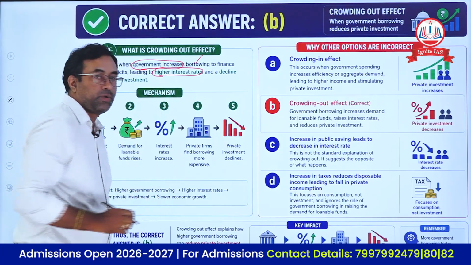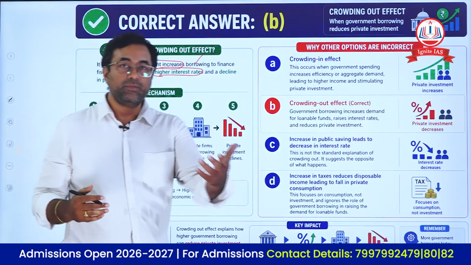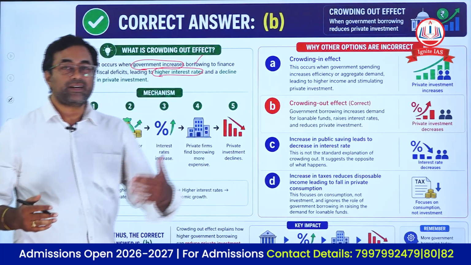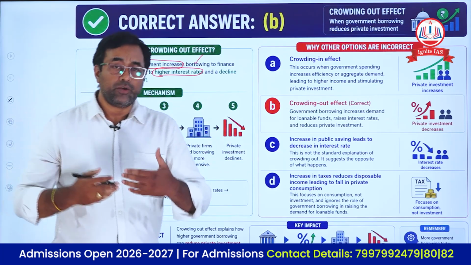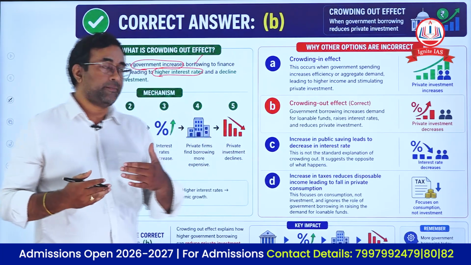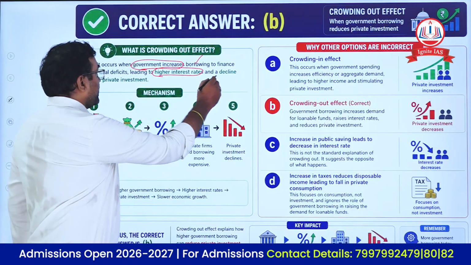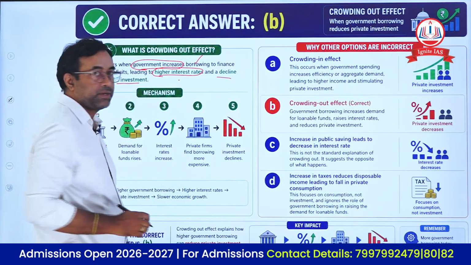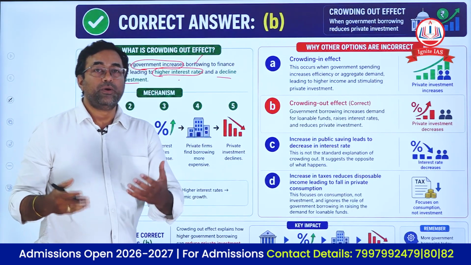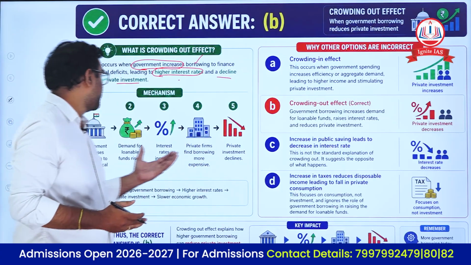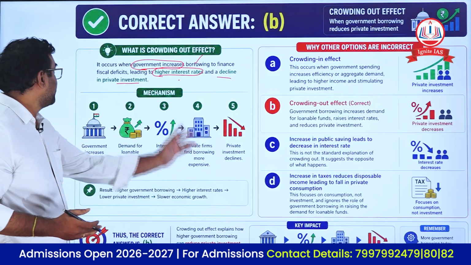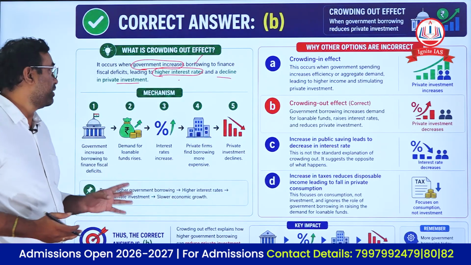If the government is borrowing more loans from the banks, automatically the private sector getting loans from the banking sector will decline. So that is what is happening. There is a decline in private investment because they are not able to get cheap loans. That is one of the major problems faced by the private sector. This mechanism is called the crowding out effect.